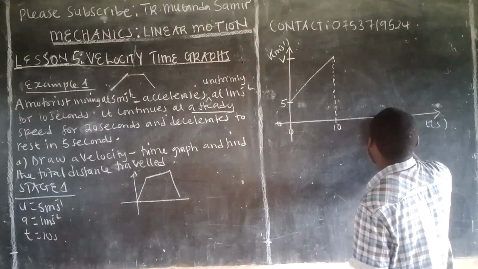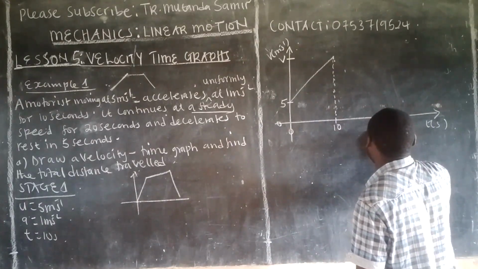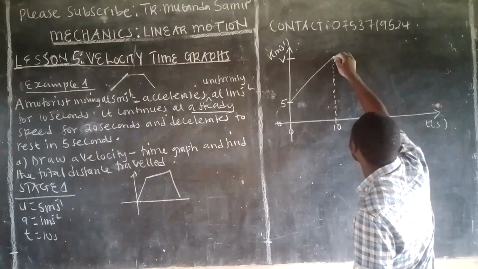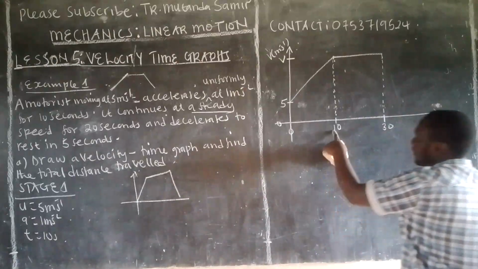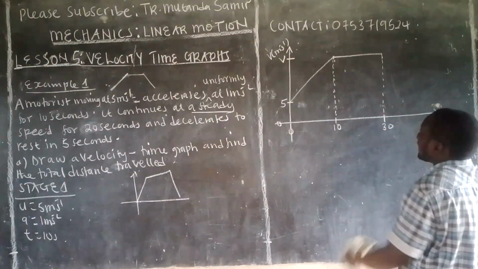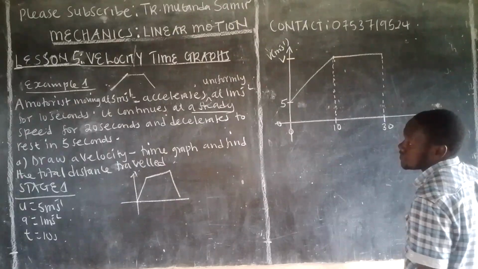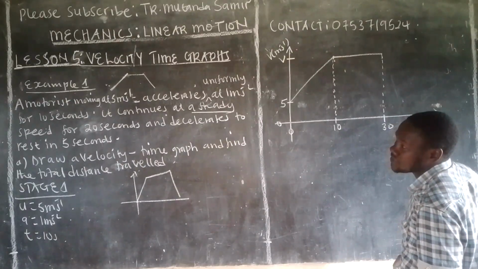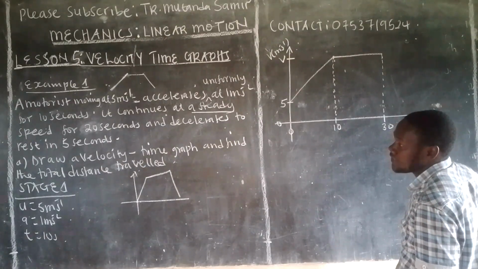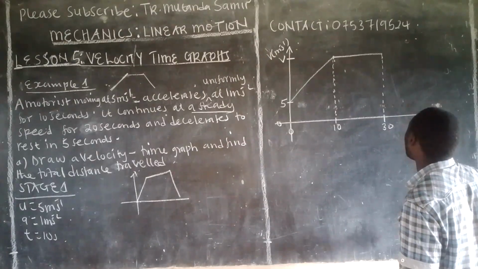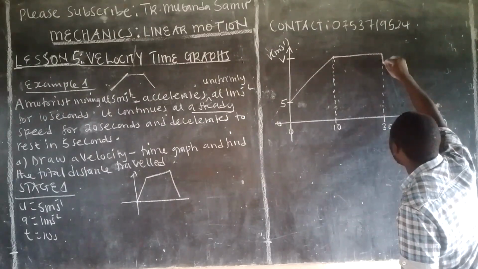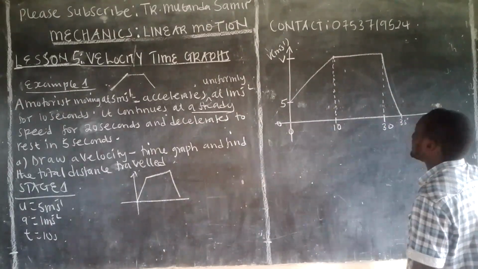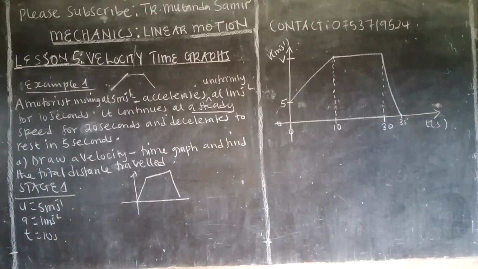So that means from there up to around here is now our 30. It continues like that up to 30, because 20 plus 10 gives us 30. Proceeding, then the question says it decelerates to rest in 5 seconds. So the 5 seconds will be somewhere here, that's now at 35. It comes and rests at that point, as simple as that.